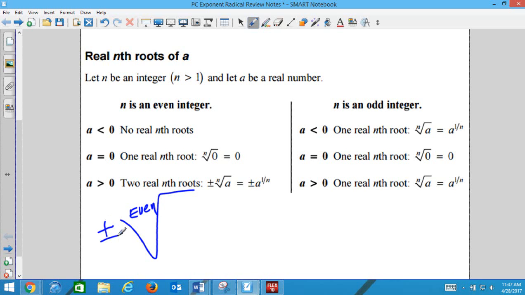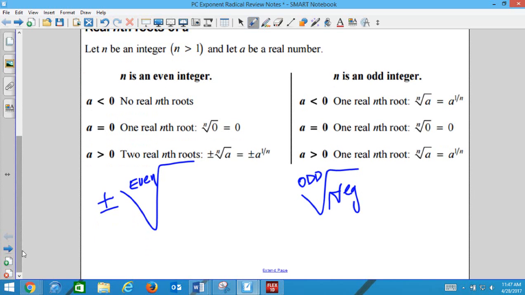If it is odd, you can take the odd root of a negative. And there would just be one answer. You're not going to do plus minus when you have odds. If it's negative, your answer is just going to be a negative answer. We have some examples over here. So that's kind of what this is saying here.